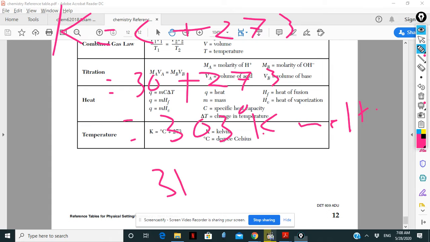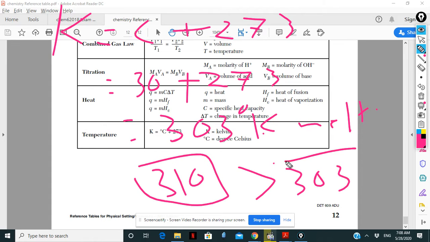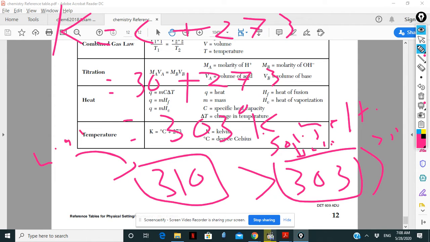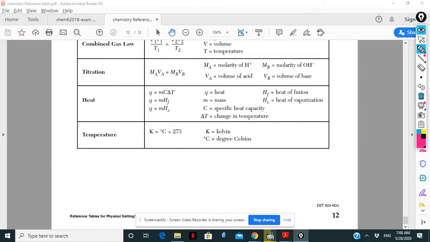So we're asking at 310, and that's higher than 303. Below 303 is going to be solid. Starting from 303, I have solid plus liquid. So at 310, that's the liquid form.